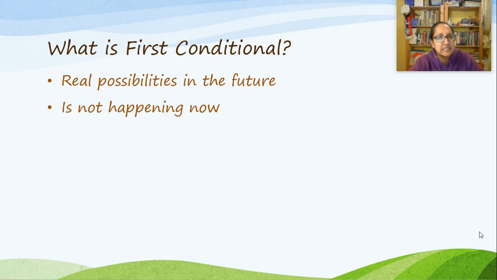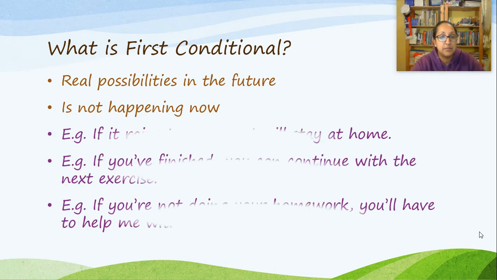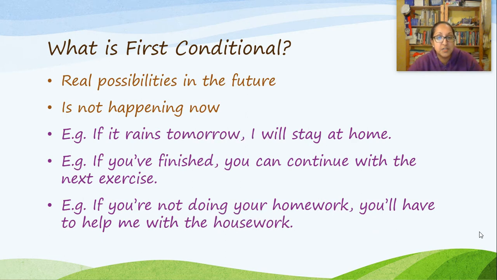Well, let's start with what it is. So we use the first conditional to talk about real possibilities in the future. Things that are not happening now, but they might happen in the future. It's a very real possibility. For example, if it rains tomorrow, I will stay at home. It's possible it might rain tomorrow. If it does, I will stay at home.